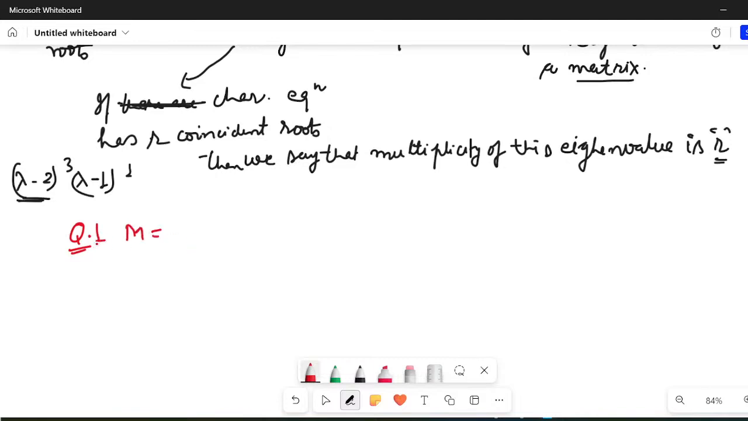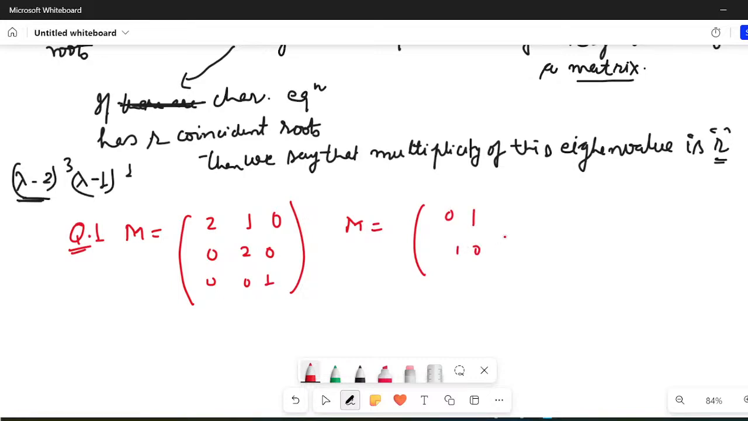So, question number 1, try to find the eigenvalues of this matrix: 2, 1, 0, 0, 2, 0, 0, 0, 1. Then try to find the eigenvalues of another matrix M given by 0, 1, 1, 0. And also the matrix M with entries 1, 2, 3 and 2. Just try to write the eigenvalues of the matrices.